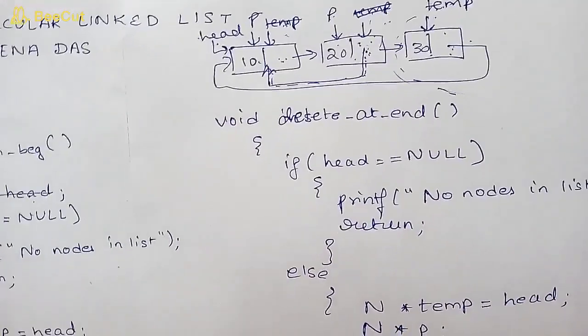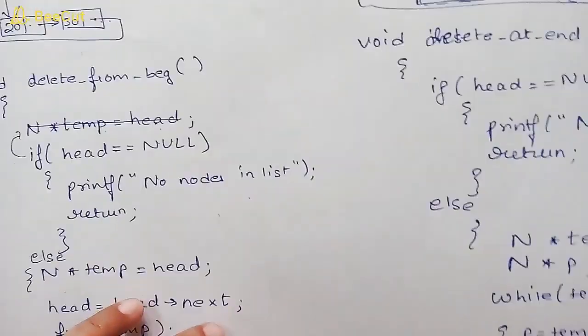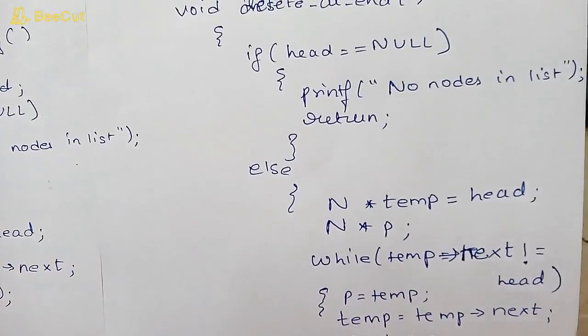Okay, so these two procedures are there, deletion from the beginning and from the end. Just remember that in circular linked list, we don't have any null field in the last node. Last node contains the address of the first node. So you have to use your conditions accordingly.